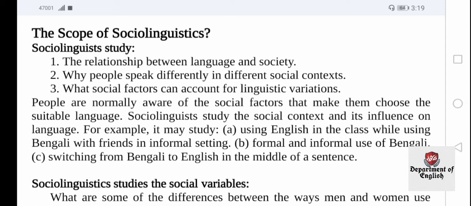Today I am going to discuss the scope of sociolinguistics. So let's get started. Sociolinguistics studies, number 1, the relationship between language and society; why people speak differently in different social contexts; and finally, what social factors can account for linguistic variations.